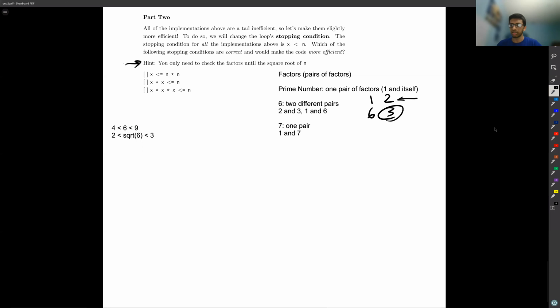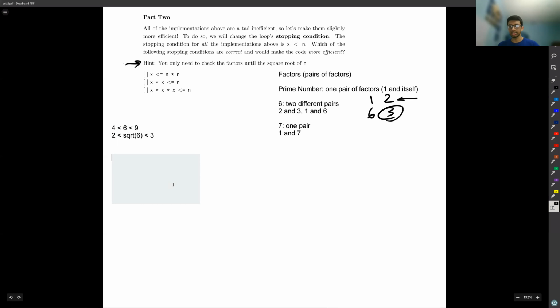If I take the number 91, for example, and I'll spoil a surprise and go ahead and tell you that 91 is actually not a prime number. 91's factors are 7 and 13. Well, you just need to check up until 9.